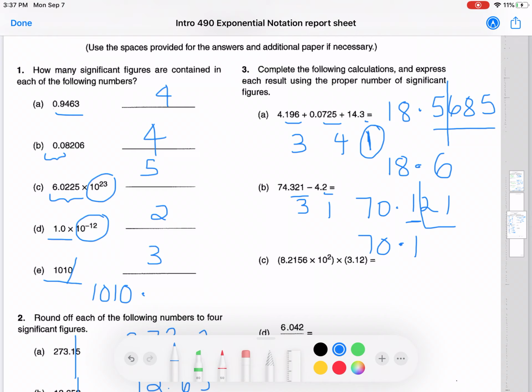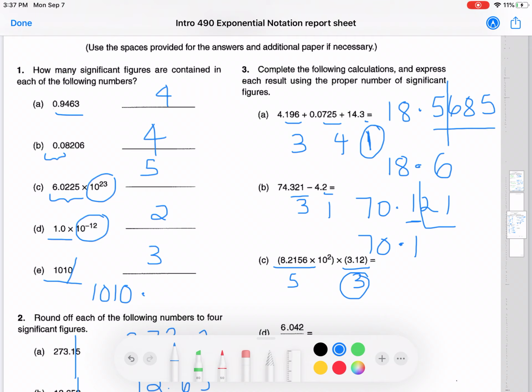Next one is a multiplication. The rule for multiplication is you look at all the significant figures. So there are 1, 2, 3, 4, 5 significant figures. There are 3 significant figures. So you have to keep your answer in 3 significant figures. Notice it's different than the addition and subtraction. Here for the multiplication and division, you go by the number of significant figures.